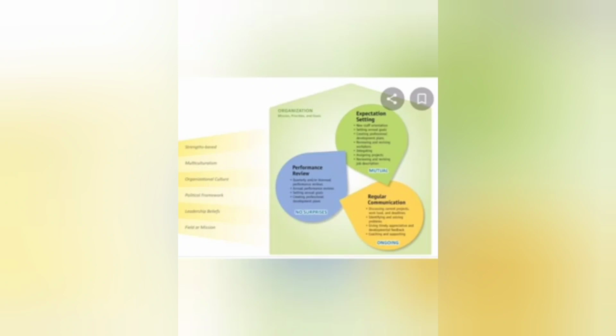And let's move on to the next question, which is about supervision. How does a manager need to supervise? Here the supervisor has to keep on reviewing the performance. So he has to check the quarterly performance review, annual performance, setting annual goals, creating professional development plans, and regular communication. So regularly discussing the projects, work lead, identifying and solving problems, appreciating and giving feedback, and coaching and supporting should come under regular communication. And expectation setting means new staff orientation, setting annual goals, creating professional development plans, reviewing and revising the work plans, delegating, assigning projects. These are all the various roles and responsibilities of a supervisor, on a daily basis and in a short term and long term manner.